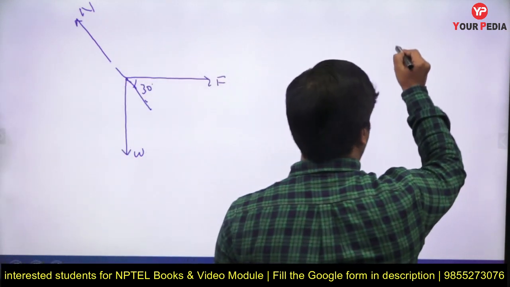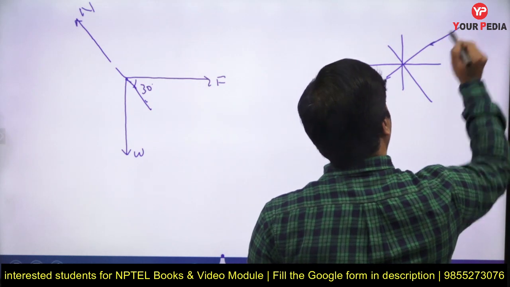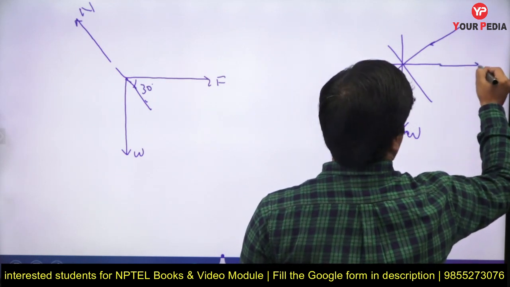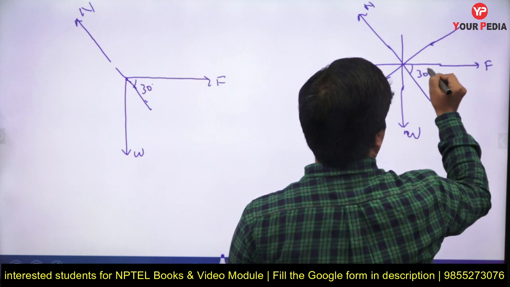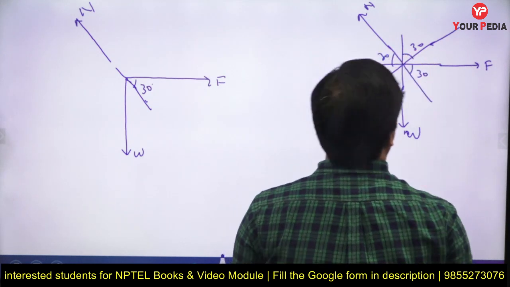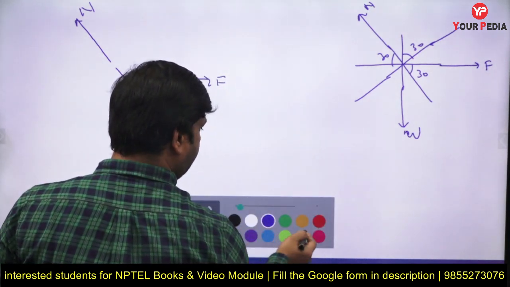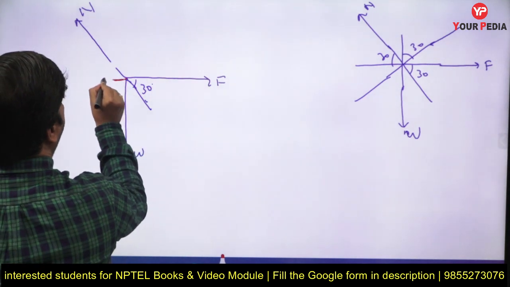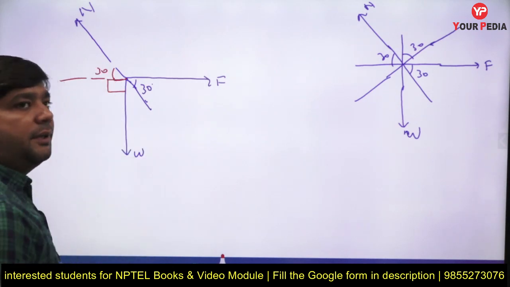For that, breaking the force, you draw like this. These are the two. This is the W, not mg, and the another force is F here, and this one is the N. This angle is theta, 30 degree. If this is 30 degree, then this is also 30 degree, and this one is also 30 degree. So you can easily draw the angle here. This one is 30 degree, so this one is 90. So the whole angle comes to 30 plus 90, that is 120 degree.